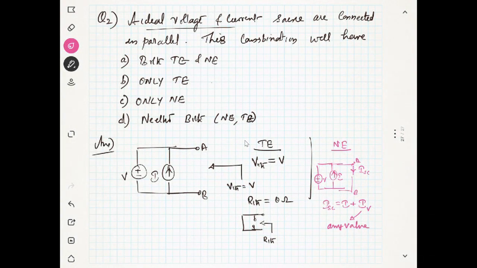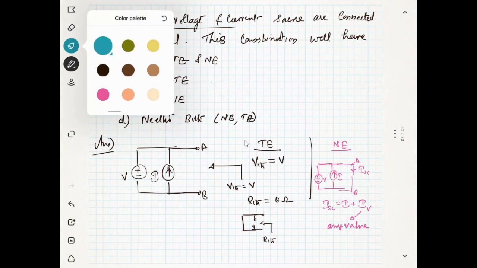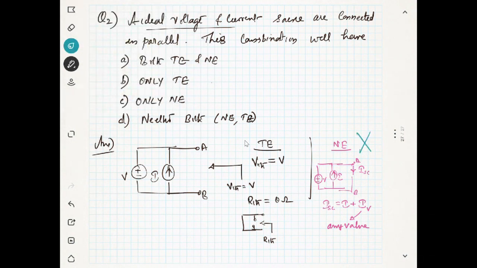That means we will say that Norton equivalent does not exist for this case. Only the Thevenin's equivalent exists. So which will be the option? B will be the correct answer. You got it? This is a very, very important concept. If you understand this, you understood the idea of Norton's and Thevenin.